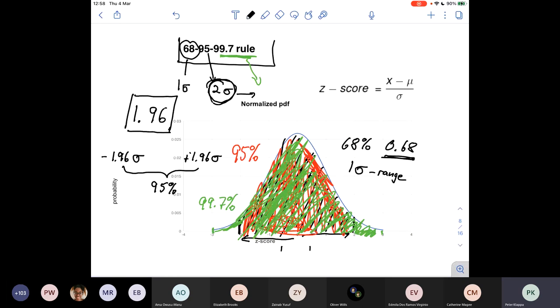And people have asked before, where does this 1.96 come from? It comes from the normal distribution because 1.96 standard deviations to the right and 1.96 standard deviations to the left actually contains 95% of the data. That is what is usually known as the 2 sigma range. What kind of calculations we can do with this 2 sigma range, I'll show you next week.